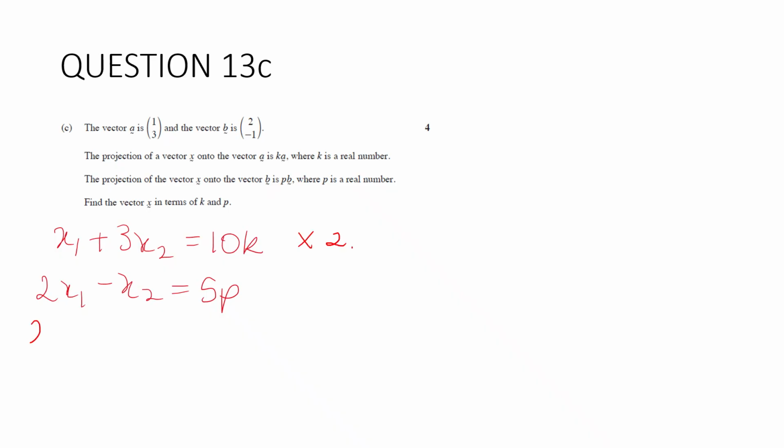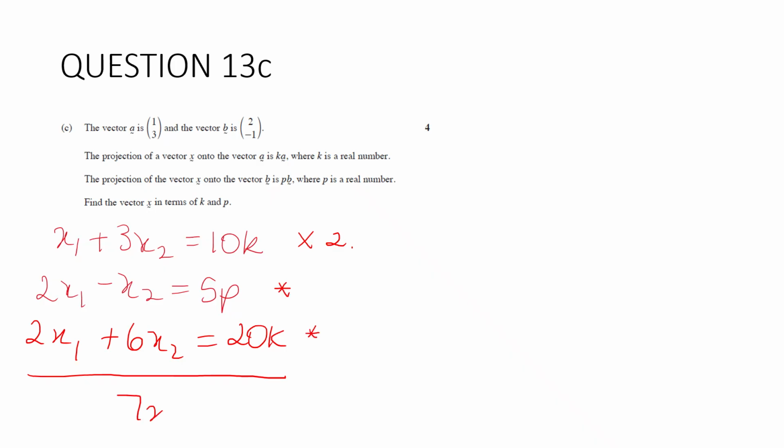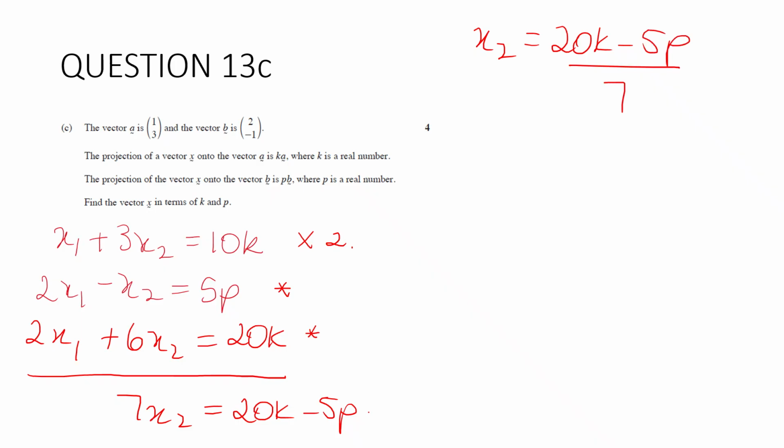That'll give us 2x1 plus 6x2 is equal to 20k. Alright, I'm going to subtract this guy from this one. So that's going to give us 7x2 is equal to 20k minus 5p. So x2 is equal to 20k minus 5p all over 7. Now substituting into this equation here, we get 2x1 take away 20k minus 5p all over 7 is equal to 5p. Multiplying everything by 7.